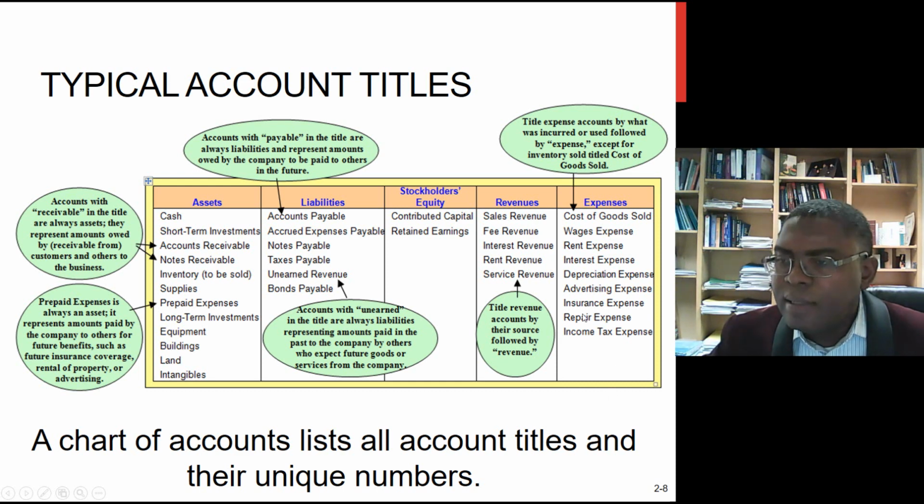Then there are expenses. Money is going out. The company is spending for the business to run. Cost of goods sold is an expense. Wages expense. Rent expense. When the company pays interest, interest expense. Depreciation expense. The company pays for advertisement, advertising expense. The company pays insurance, insurance expense. Repair expense, income tax expense. Those are different expense accounts. So these are typical account titles.